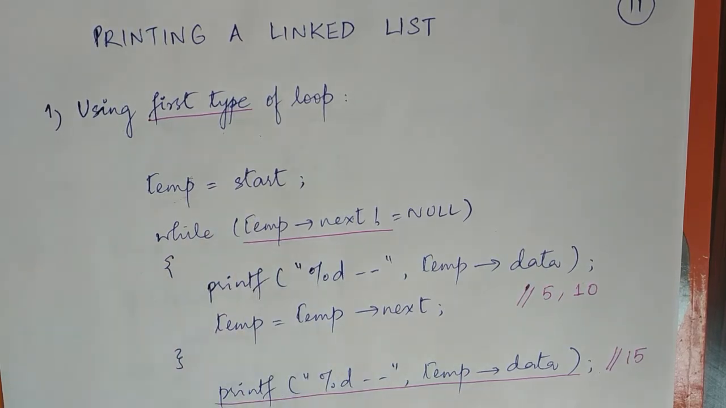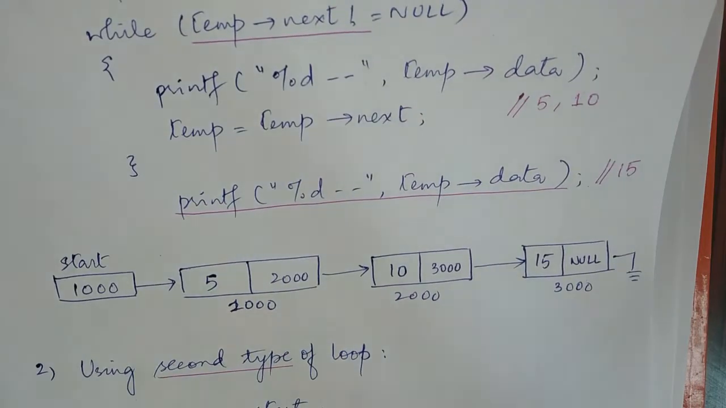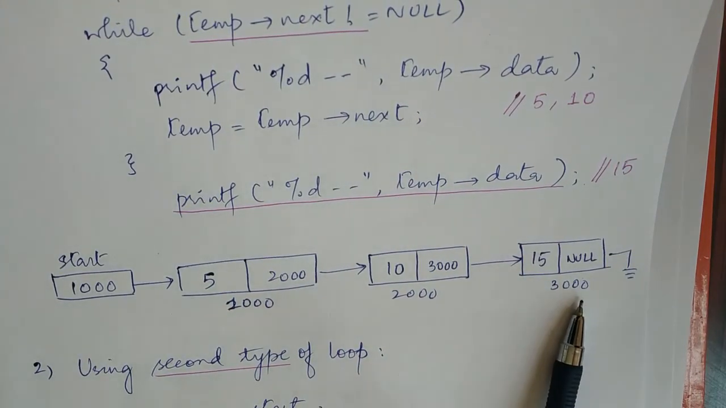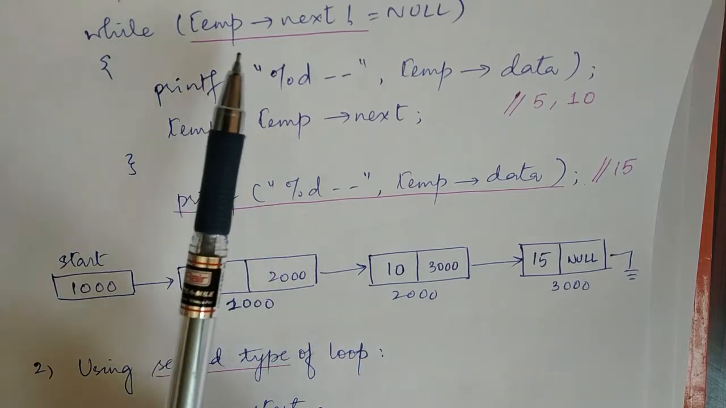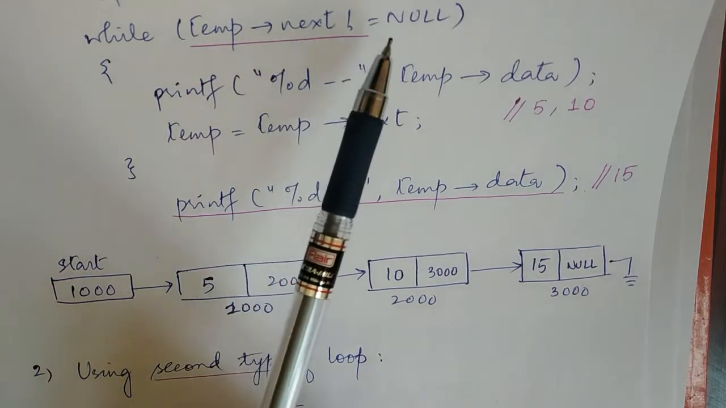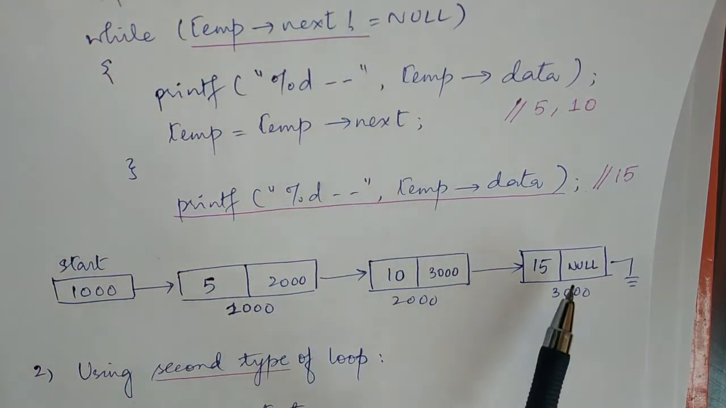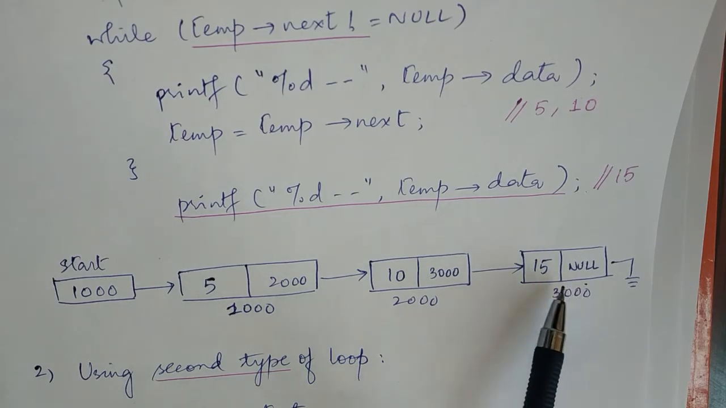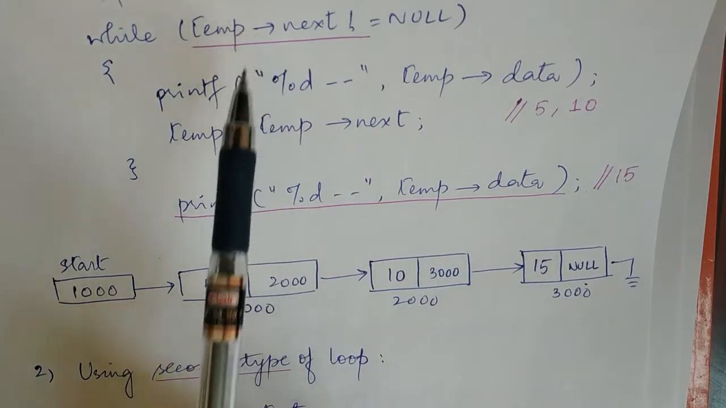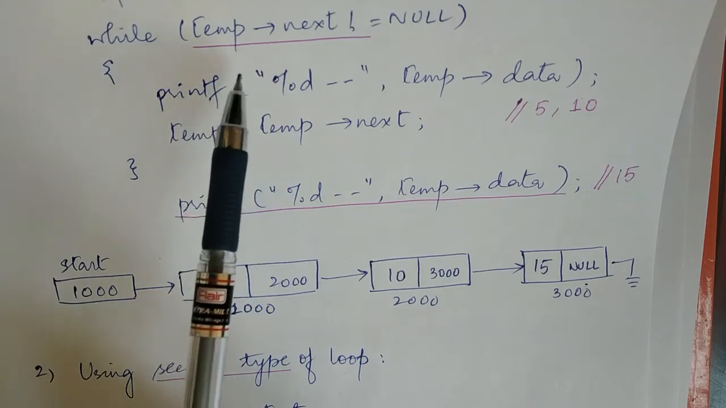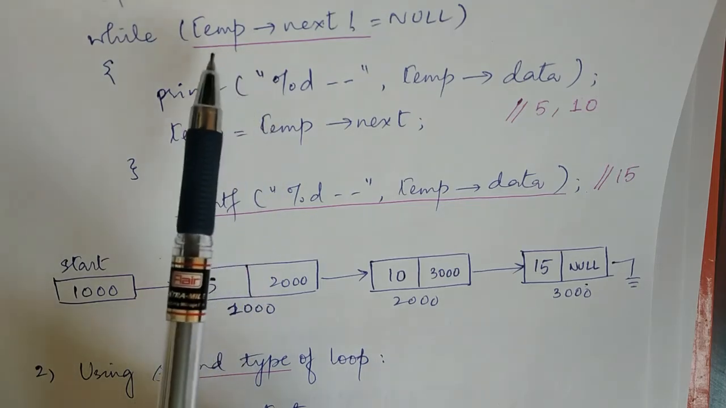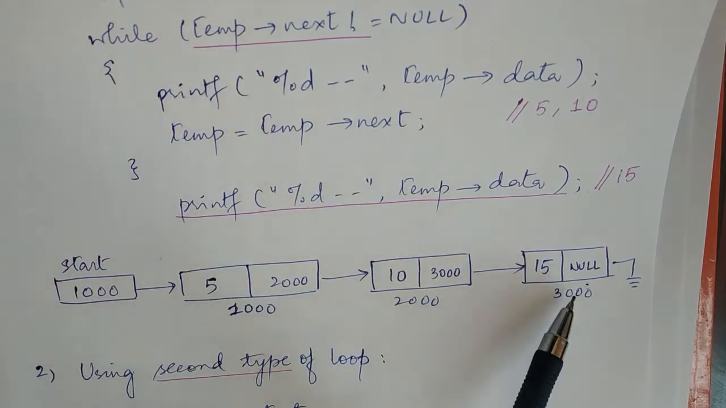So if you remember the example that we took, it has 3 nodes. So now temp has the value 3000, and if you go into this 3000, next is null. So that means we have hit the end of the linked list. So it will exit the loop. But if you notice, we have just printed the first 2 elements. We have not printed the element that is in 3000.